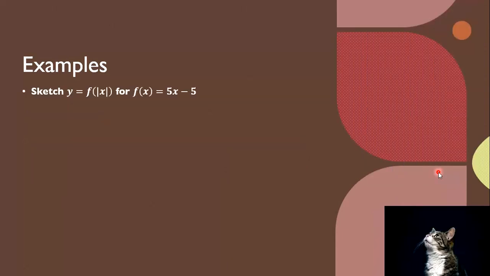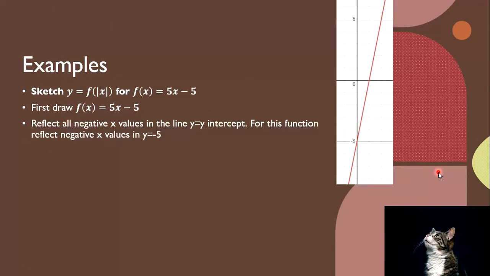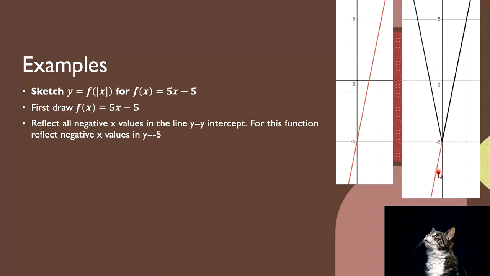Here's another example. Sketch y equals f of the modulus of x for f of x equals 5x minus 5. First, draw f of x equals 5x minus 5, so that's the same as last time. Reflect all negative values in the line y equals the y-intercept for this function. So for this function, the y-intercept is minus 5. So values below minus 5 need to be reflected in that line, like this.